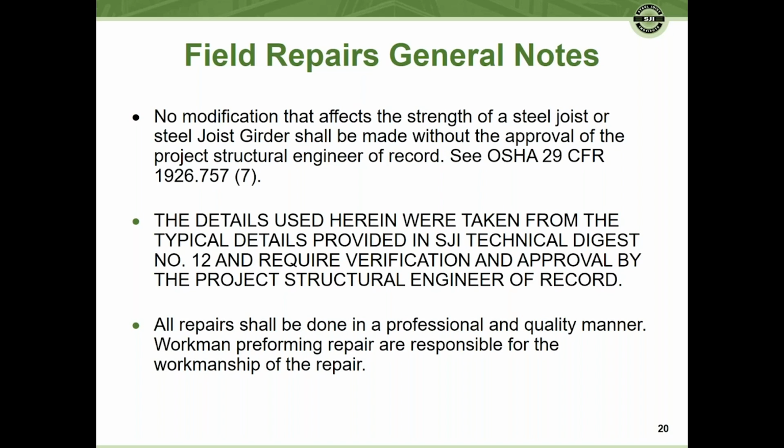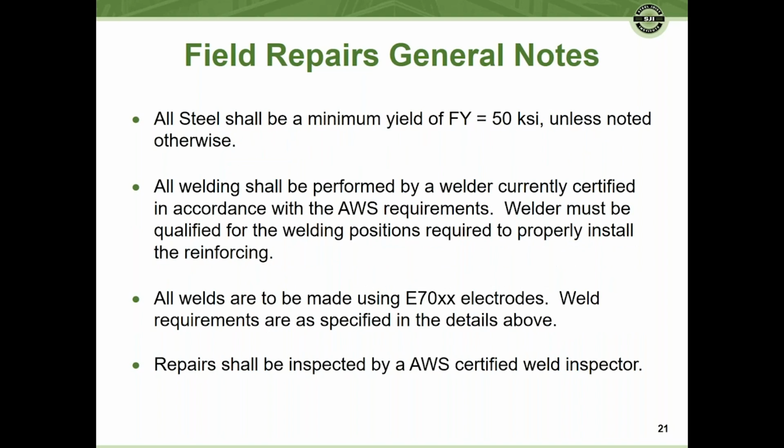A third possible note is: all repairs shall be done in a professional and quality manner. Workmen performing repairs are responsible for the workmanship of the repair. Obviously, in those previous slides, you saw where the workmanship wasn't very good. We want to make sure that people doing that are responsible and capable of doing the repairs. Also, a note on the steel strengths: all steel should be minimum yield of 50 ksi unless noted otherwise. That's just a general note. Certainly, if you were specifying 36 ksi material, that could be used as well.